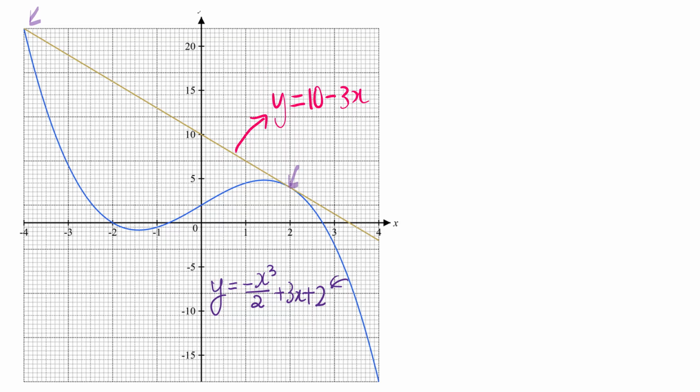So what do the x coordinates of these two intersection points tell you in regards to the equations of the line and the curve? Yes, the x coordinates of these two intersection points are actually the solutions to the line and also the solutions to the curve.